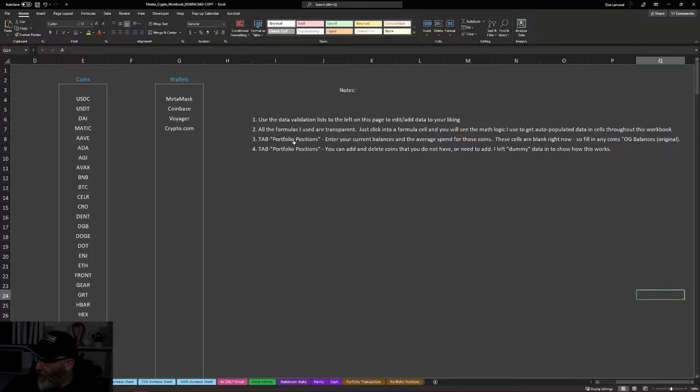The tab portfolio positions, which will be down here. These are worksheets within a workbook, for those that aren't familiar with Excel. Those that are, they enter your current balances and the average spend for those coins. These cells are blank right now, so fill in any coins, OG balances, originals, and then the portfolio positions. Again, you can add and delete coins that you do not have or need to add. I left dummy data in there for this to work.